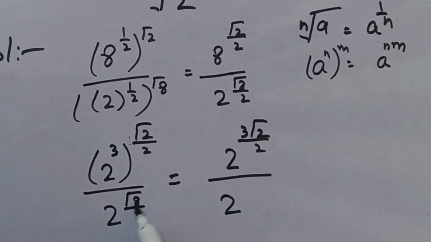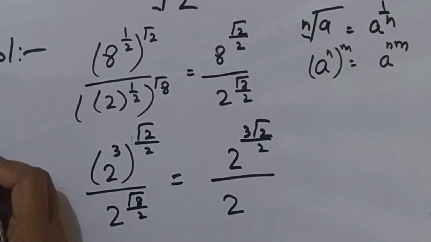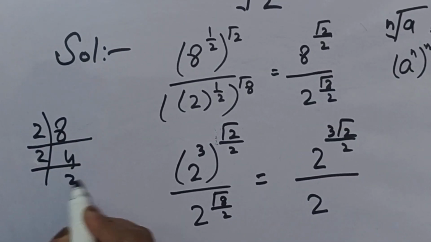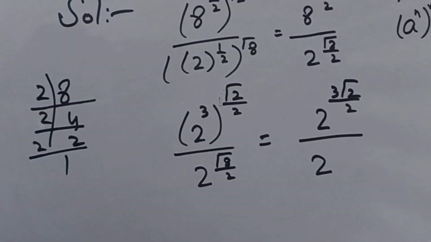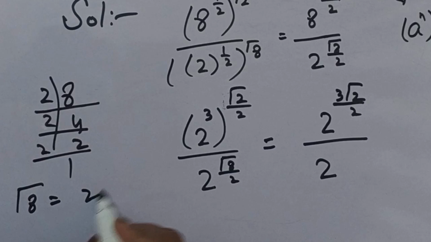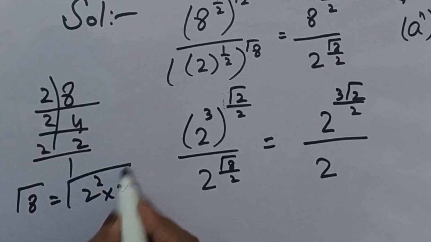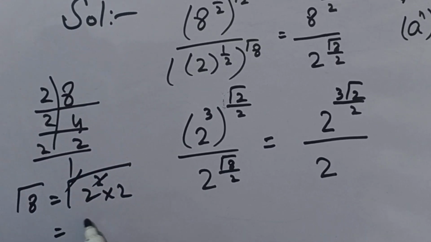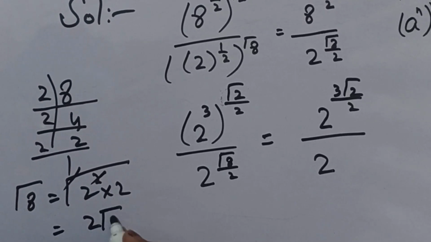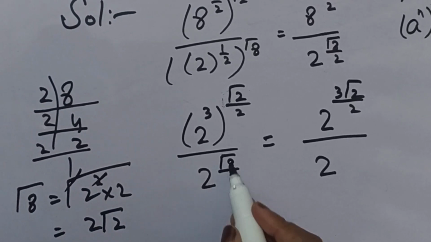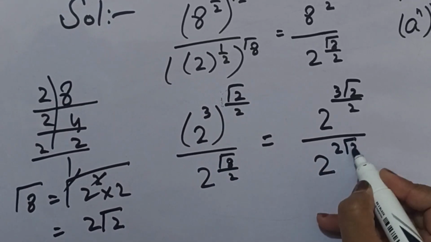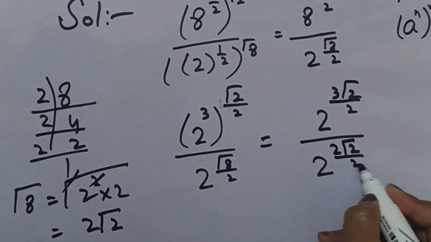square root 8. We find the factor of 8, so we have 2 4s are 8, 2 2s are 4, and 2 1s are 2. So we write this square root 8 as square root of 2 square multiply 2. So this square and square root will cancel, we get 2, and this is square root 2. So we write this square root 8 as 2 times square root 2, and this is 2, so here we write 2.